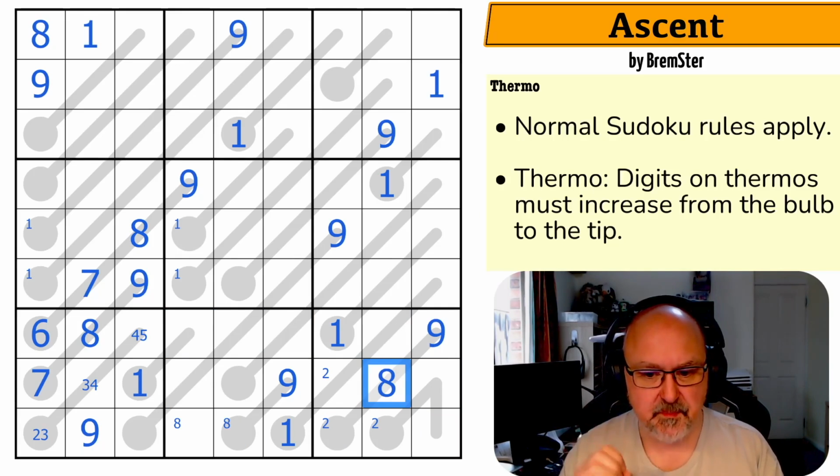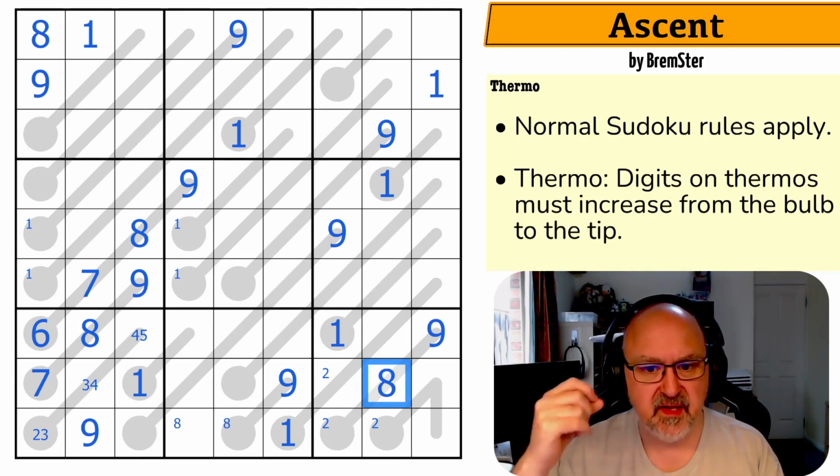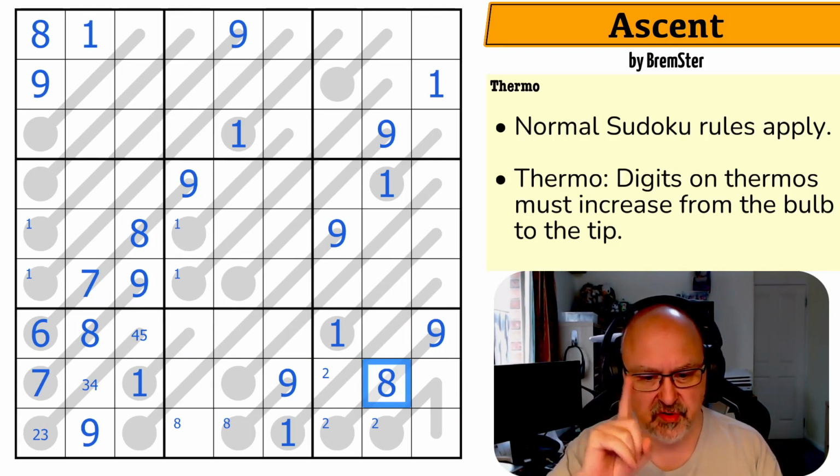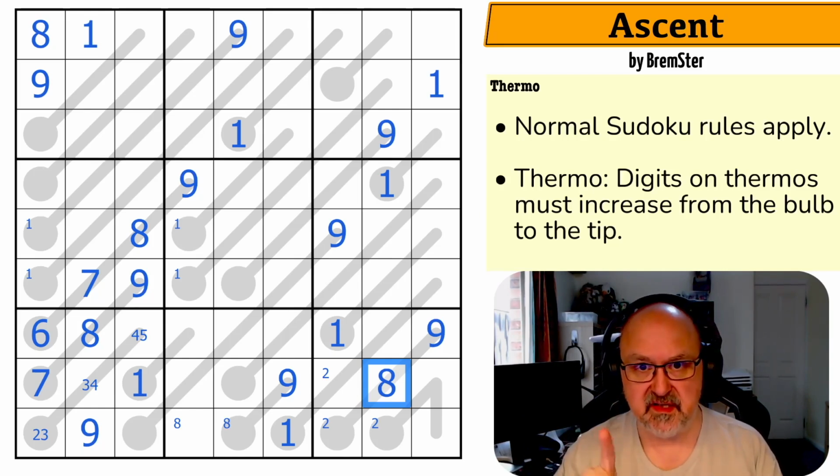And I tried to make this a puzzle that you could solve without doing really long chains. You could kind of focus on one thermo or one box at a time. But a computer helped me make this. I'm very clear about that.